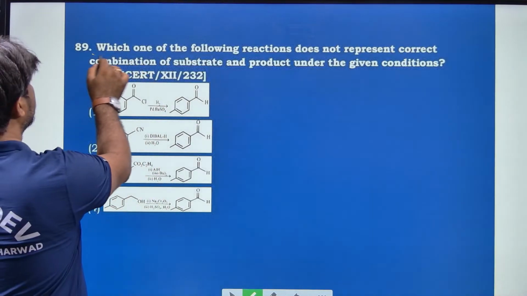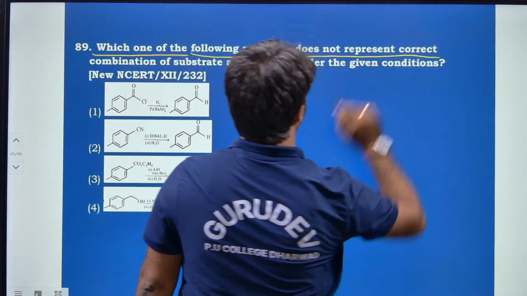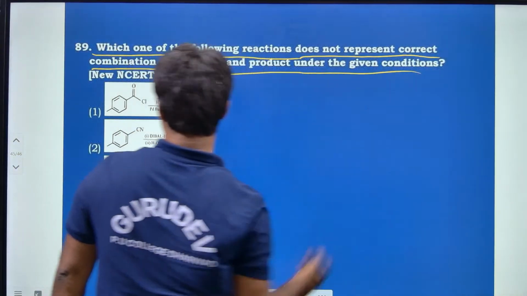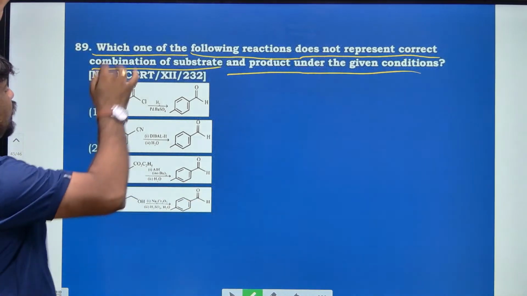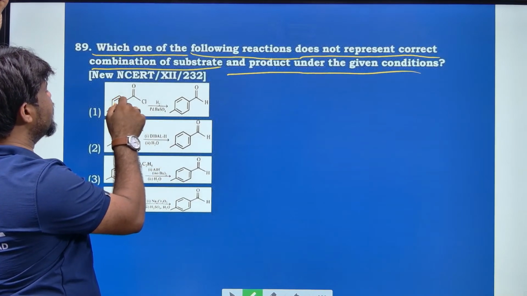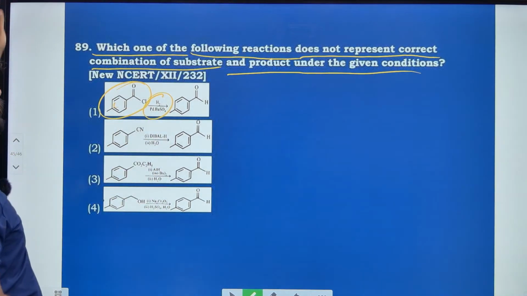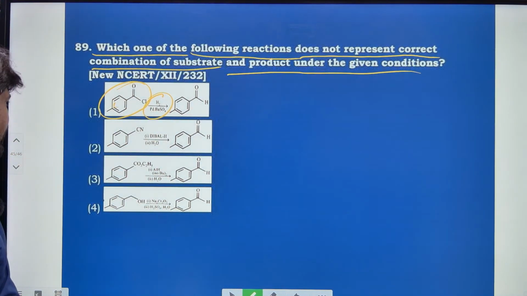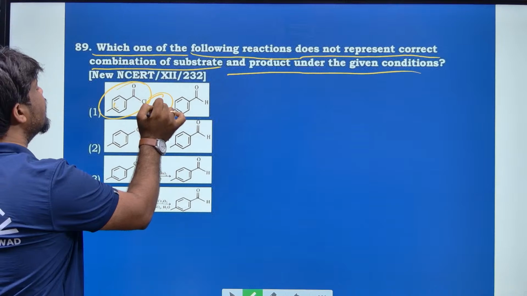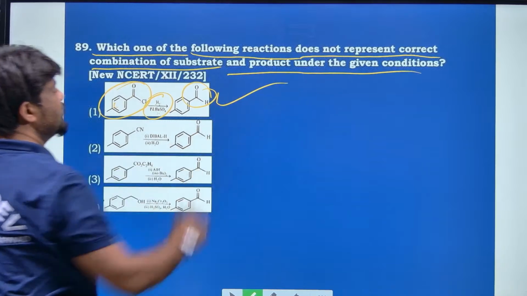Go to question number 89. Which one of the following reactions does not represent the correct combination of substrate and product under the given condition? Okay, let's go for the solution. Here, when benzoyl chloride, C=O-Cl, is treated with hydrogen supported on palladium barium sulfate, it is reduced and the benzoyl chloride is converted into aldehyde. Yes, of course, this is the right statement.